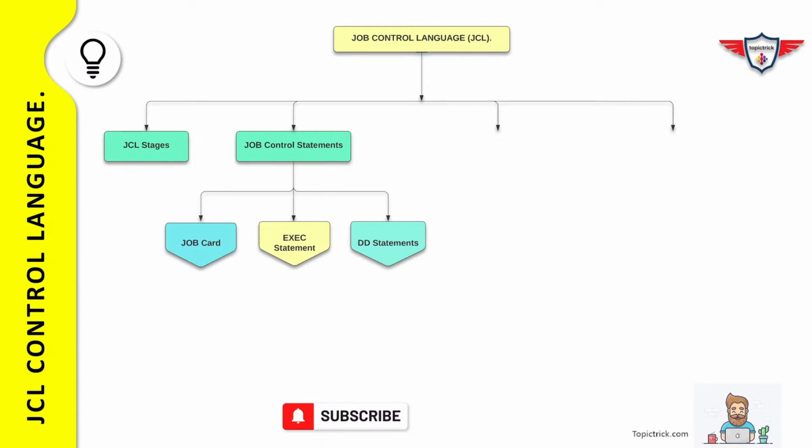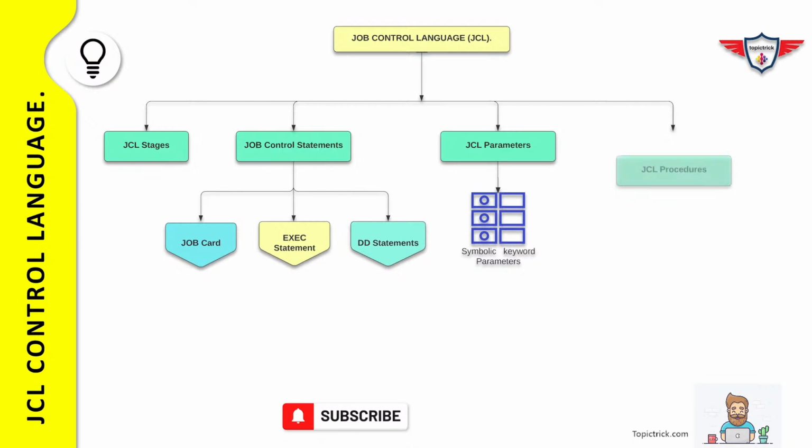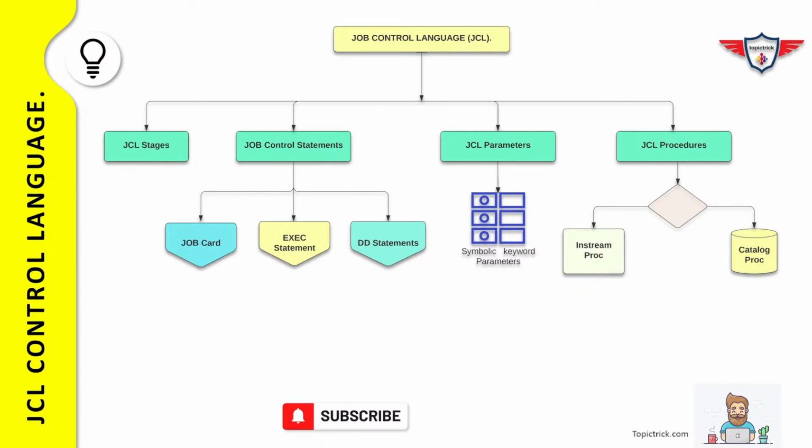After that, we will look at different coding rules which are applicable when you write a JCL. Then we will look at JCL parameters that include both positional and keyword parameters. In fact, we will look at a couple of important parameters that are used when you are writing your JCL. After that, we will also look at JCL procedures. In this section, we will focus on instream procedures and catalog procedures, and how to override the parameters using the SET statement.